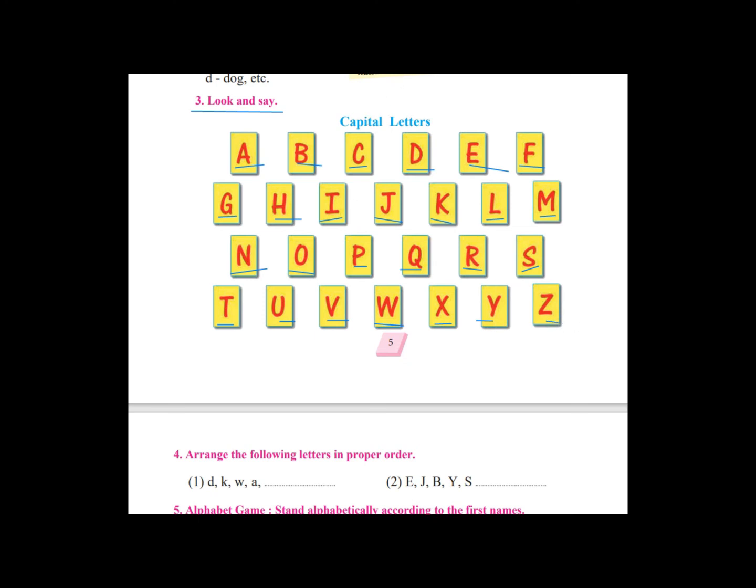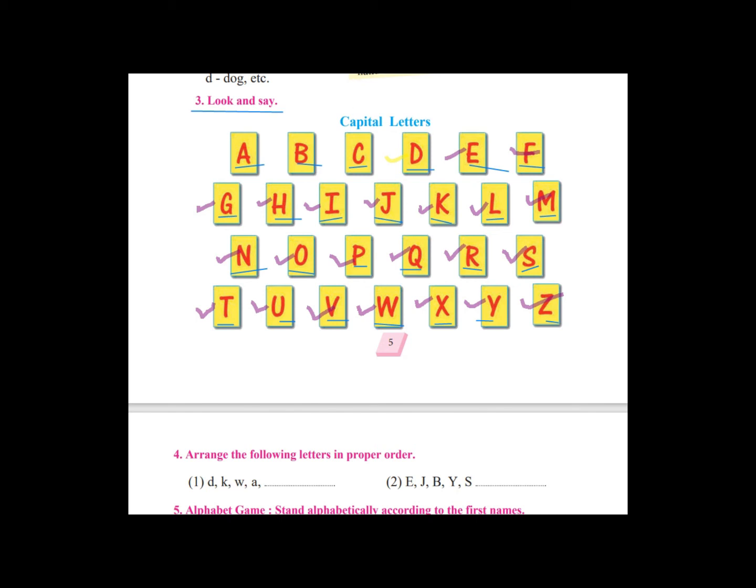Do you want to tell this again with me? A for apple, B for ball, C for cat, D for dog, E for elephant, F for fish, G for grapes, H for hen, I for ice cream, J for joker, K for kite, L for lion, M for monkey, N for nest, O for orange, P for parrot, Q for queen, R for rabbit, S for sheep, T for tiger, U for umbrella, V for van, W for watch, X for Xmas tree, Y for yak, Z for zebra.